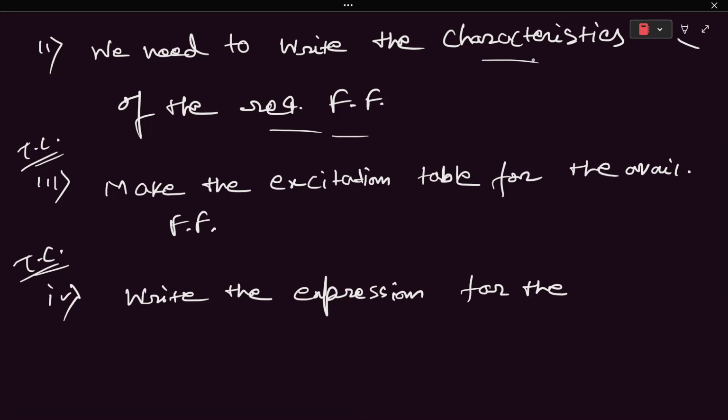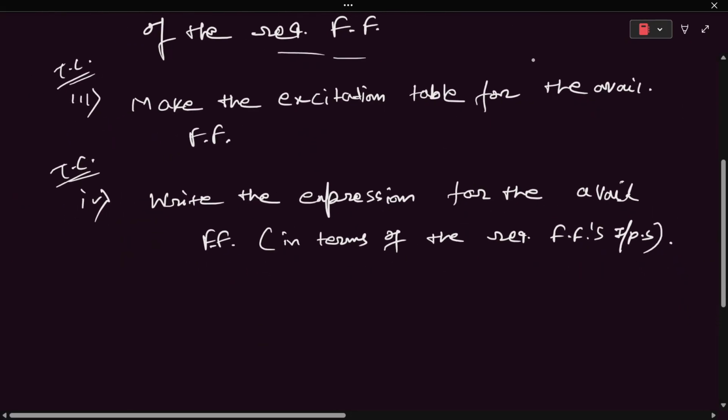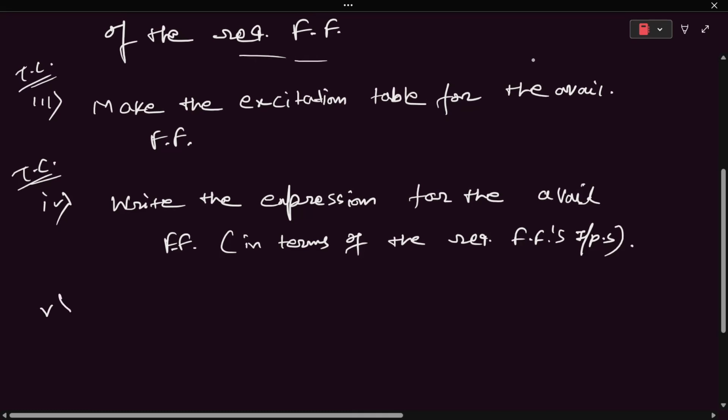So we write the expression for the available flip-flop, in terms of the required flip-flop's inputs. Okay, so this is the very important fourth step. You must remember that step. And the final one is simply building.